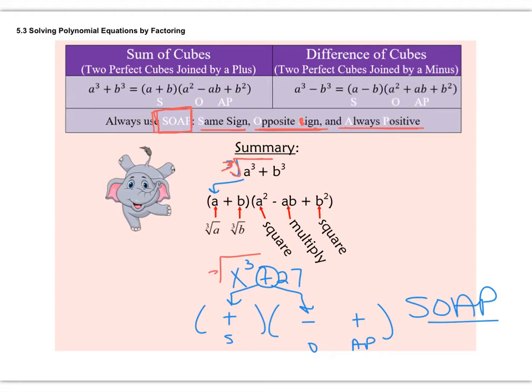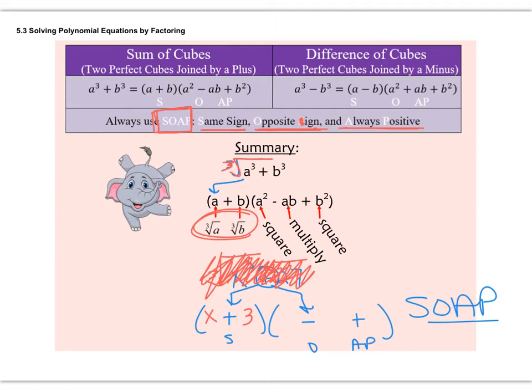So the cubed root of x cubed is x, and then the cubed root of 27 is 3. So you just do the cubed roots. Okay, that's what this is showing you right here. Now, after I do that, my original problem, I really don't care about anymore. I've used it as far as I need to use it.